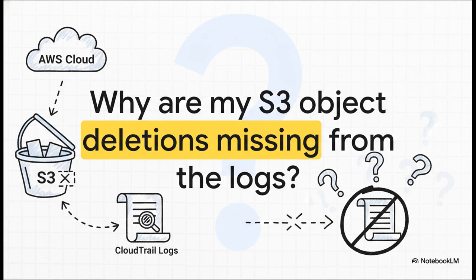Okay, one more common mystery for you. You know for a fact that someone deleted a really important file from your S3 bucket. You go to CloudTrail to find the culprit, and nothing. There's no record of the deletion at all.